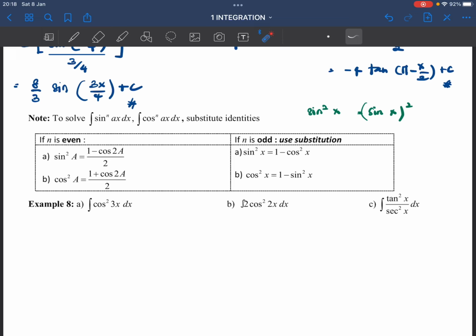for us to use power rule. So how are we going to integrate this? Okay, tips here. If n is even, we are going to use this formula. Okay, we are going to use this formula. Where does this come from? This comes from double angle. Okay, ini datang daripada formula double angle.